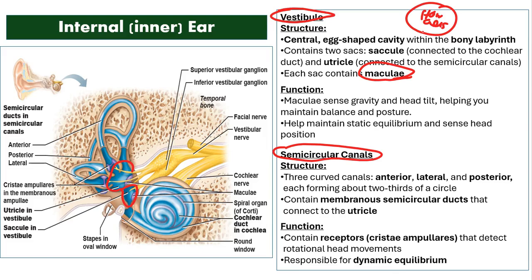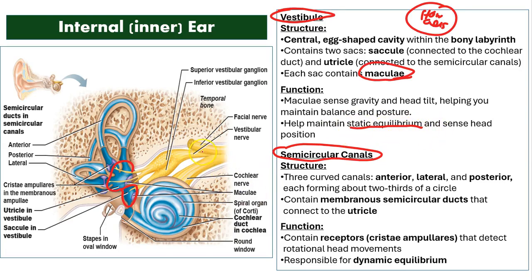Well, it's going to be the vestibule and all these little maculae, or hair cell sensor sacs, that are going to help us understand the position we have, especially if we're standing still, or supposed to be standing still. The whole goal is to help us maintain static equilibrium and also sense our head position.